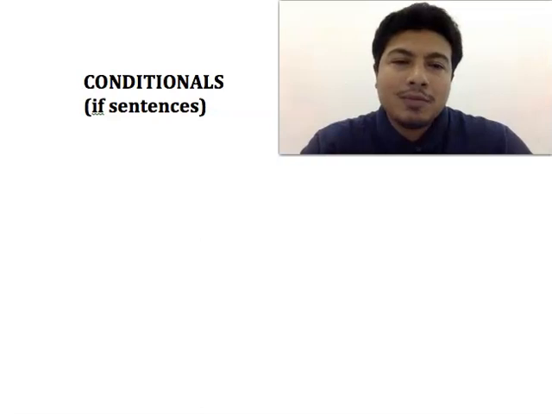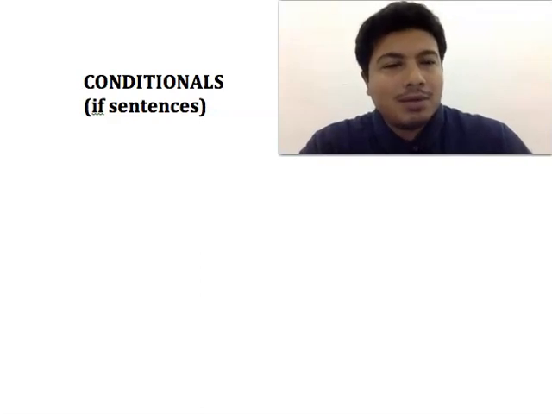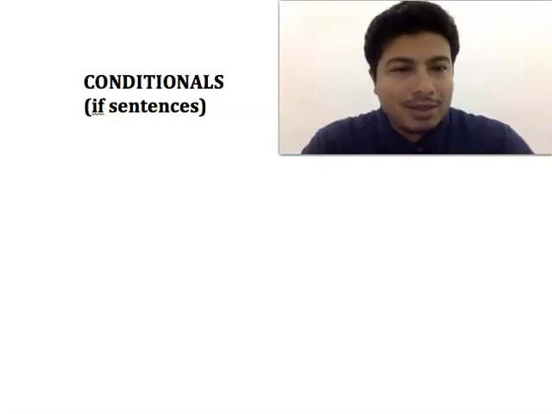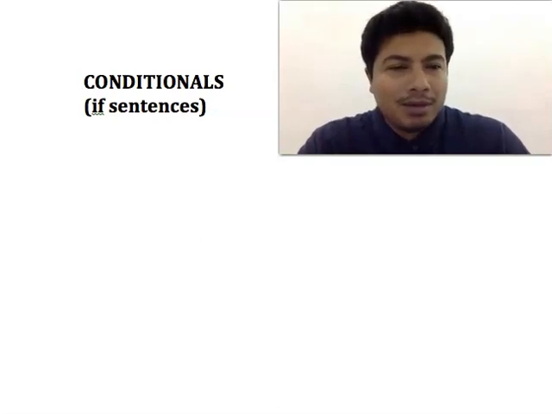Conditionals comes from the word condition. So when you have a condition, if this happens, that will happen. For that to happen, this must happen first. So if this happened, that would happen. So that is the condition. That is where conditionals come from, so we also call it an if sentence.